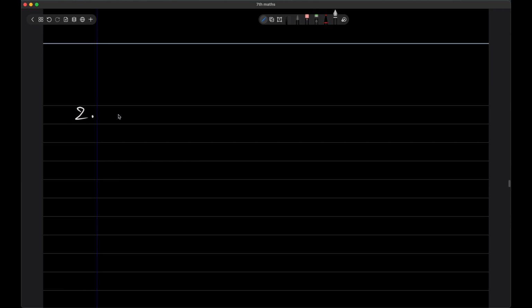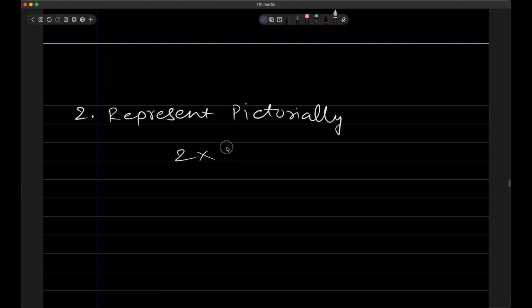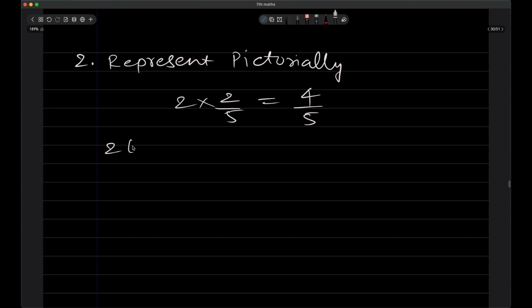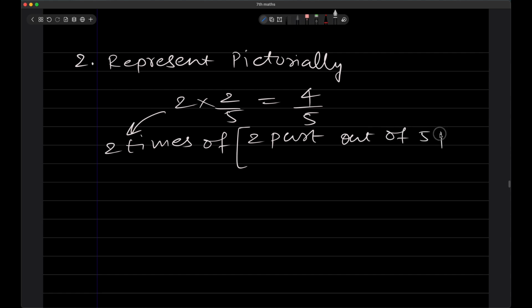Now question 2 is: represent pictorially 2 into 2 by 5 equals 4 by 5. So this is 2 times taking 2 parts out of 5 parts. That is, 2 times we have to repeat the process.